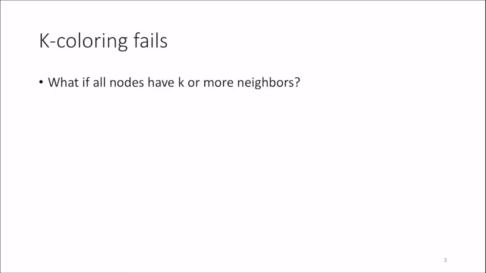So k coloring can fail. What if, for example, nodes have k or more neighbors? Then there's no way to assign k colors to every neighbor if you have more than k neighbors. So it just means that the k coloring is impossible.